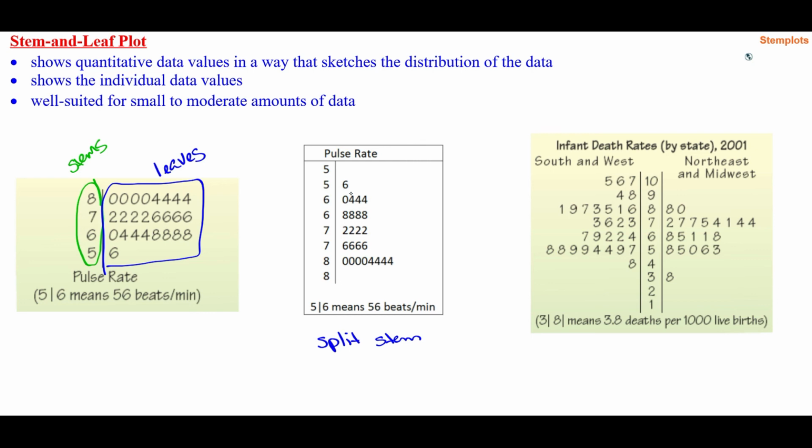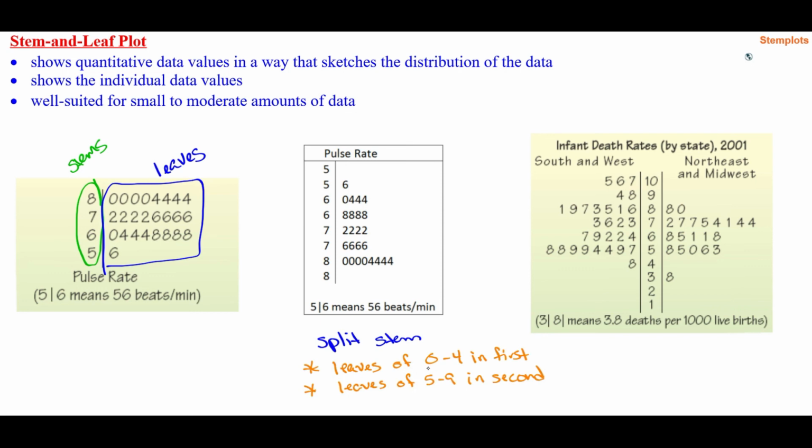So for each number, we're just splitting the values: the first half of the values in the 50s and the second half of values in the 50s, the first half of values in the 60s, and then the second half of values in the 60s, etc. And this is just a personal choice.